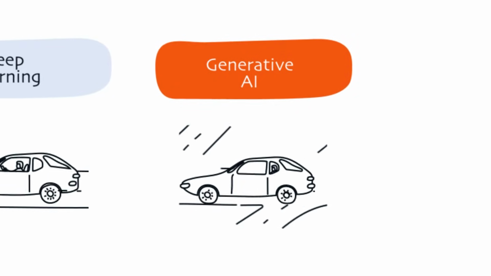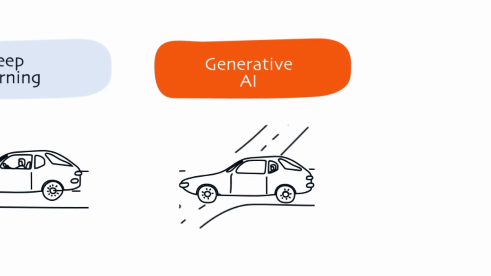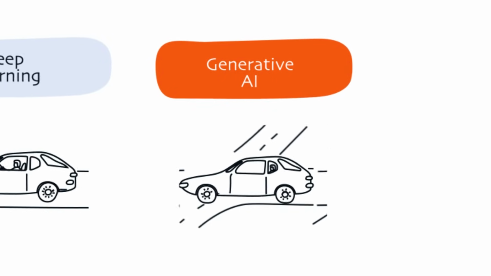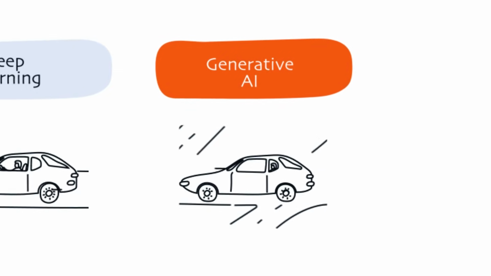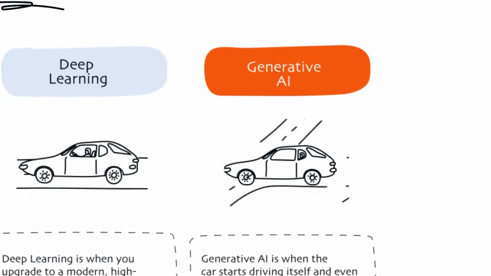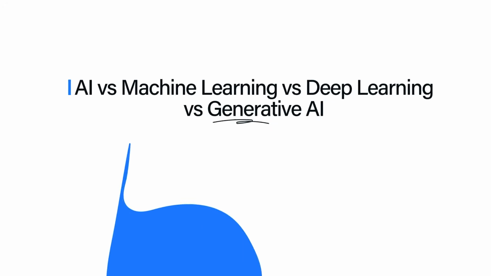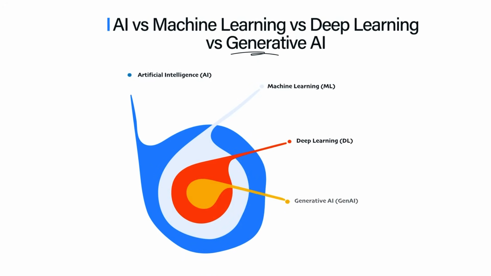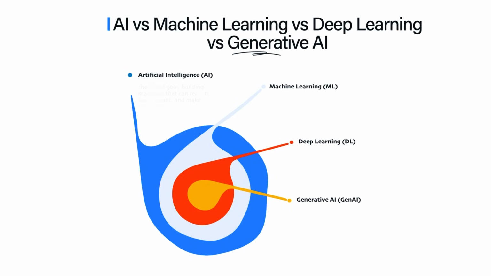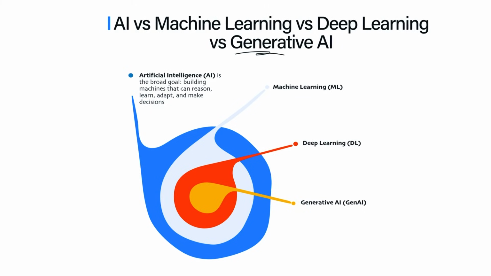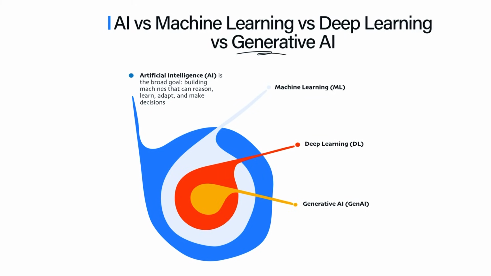Generative AI is what becomes possible with that powerful vehicle. The car can now drive itself, plan routes, and even suggest new ones. It's not just getting you to work, it's creating new ways to get there. Now, like with most analogies, ours isn't perfect, but hopefully it helps you see the big picture that you can think of these terms as a set of nested ideas where artificial intelligence is the big umbrella. The idea of building machines that can learn, reason, adapt, and make decisions in ways that resemble human intelligence.